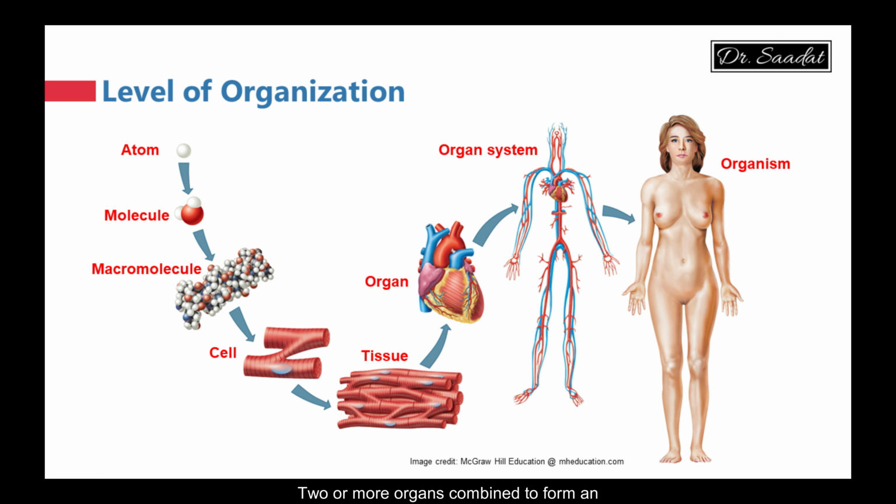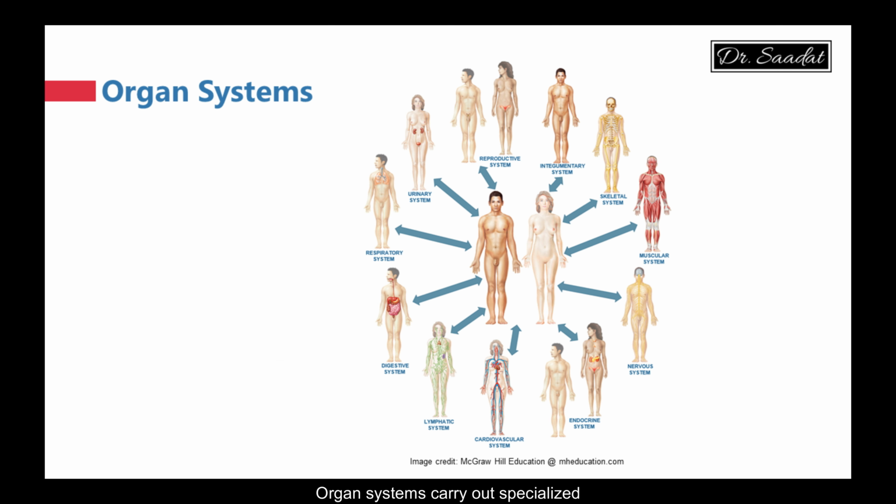2 or more organs combine to form an organ system. Organ systems carry out specialized functions. Examples of organ systems are the cardiovascular system, the respiratory system, and the integumentary system. There are 11 organ systems, and they collectively form the human organism.